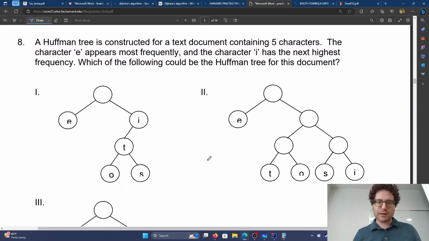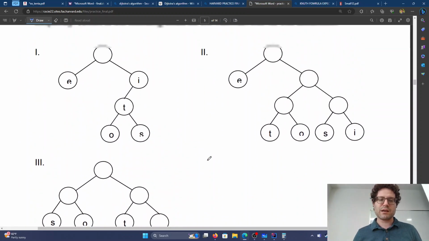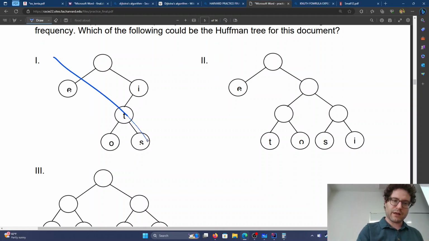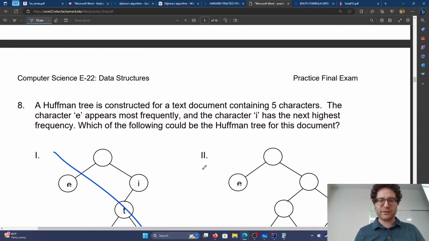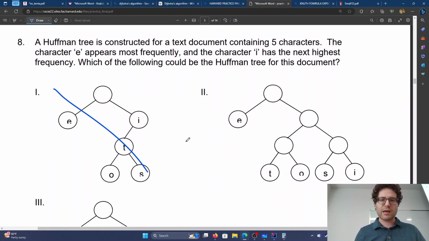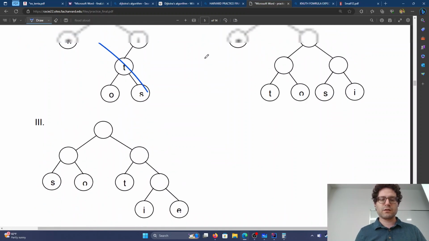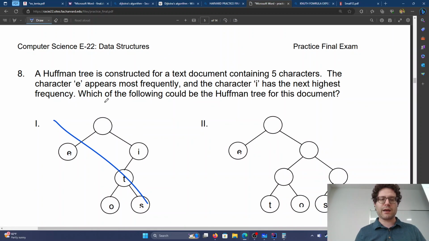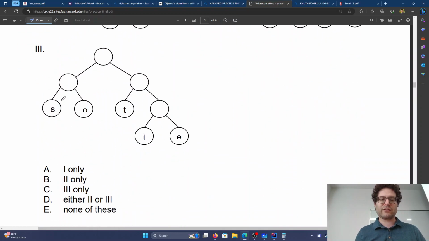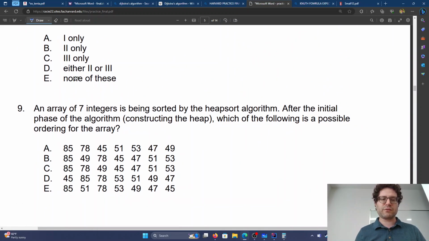Okay, which is a valid Huffman tree? Not this, because Huffman trees only have values on the leaves. Okay, now it says E is the most frequent character, and then I as the next highest. It says 1, 2, 3, or none of these.